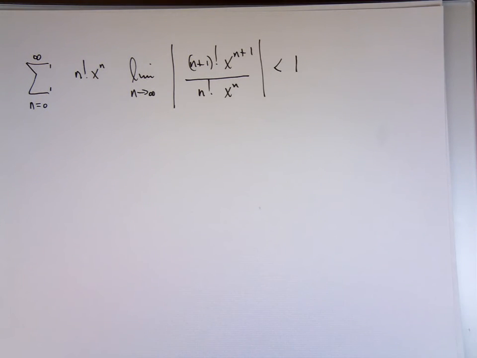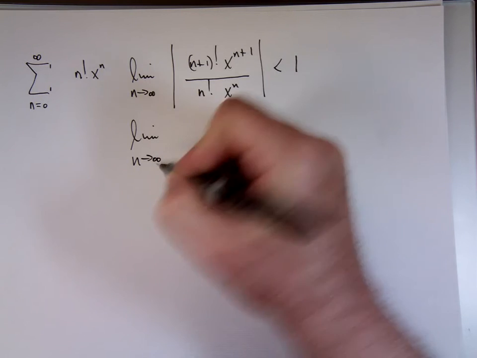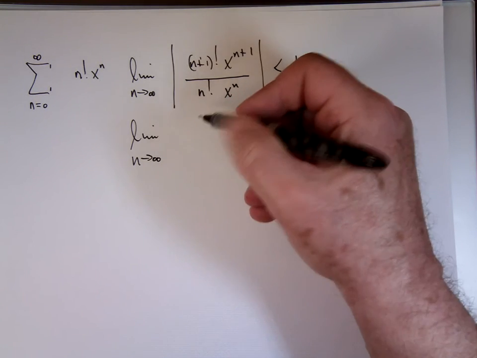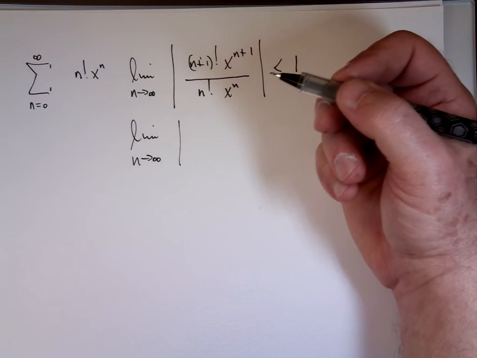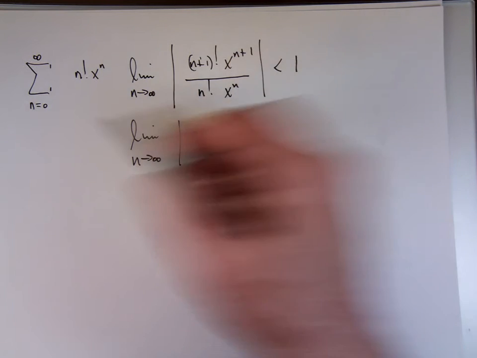So, limit, n goes to infinity. Let's see what happens here. We have n plus 1 factorial over n factorial. What does that give us? Wait, don't you flip them over or we don't? It's the n plus first term over the nth term. There's no fraction here, so there's nothing to flip. I have a question. Go ahead.